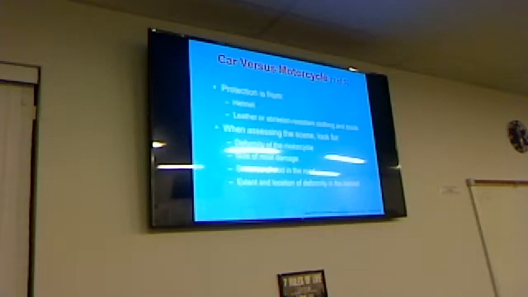All right, so car versus motorcycle. Springtime always brings these accidents around. Protection is from a helmet or leather or abrasion-resistant clothing and boots. Those folks out there that do all the right things when they're riding, it helps them out an awful lot in the event of an accident.